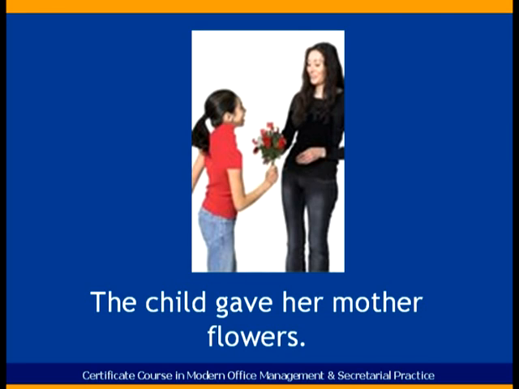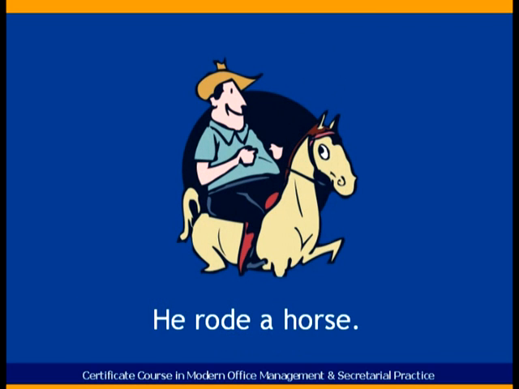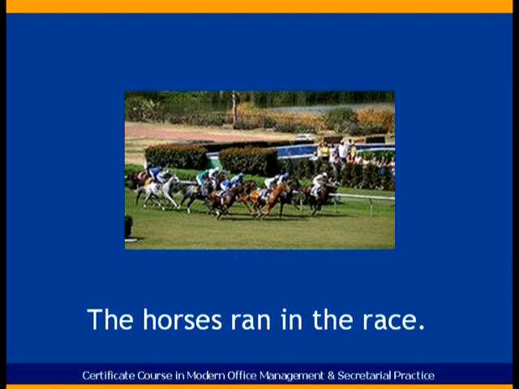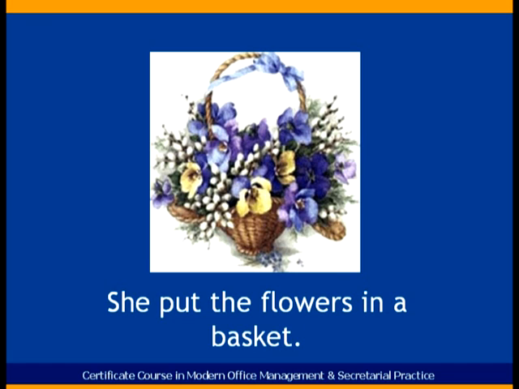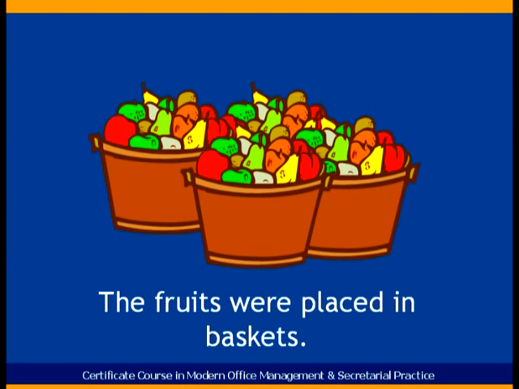Let's see how this works with other nouns. He rode a horse. The horses ran in the race. She put the flowers in a basket. The fruits were placed in baskets.